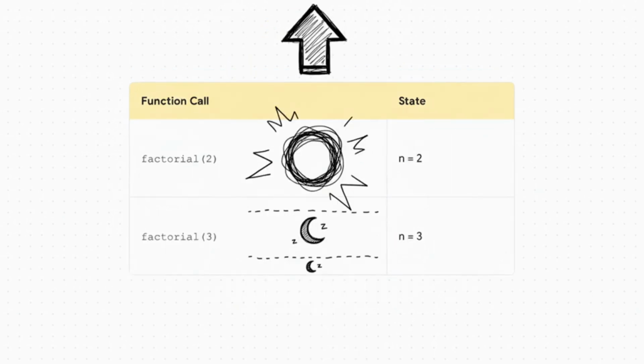But here's where it gets interesting. Inside the code for factorial of 3, it realizes it needs the answer to factorial of 2 to do its job. So the factorial of 3 function is paused, and a totally new stack frame for factorial of 2 is pushed right on top of the stack.